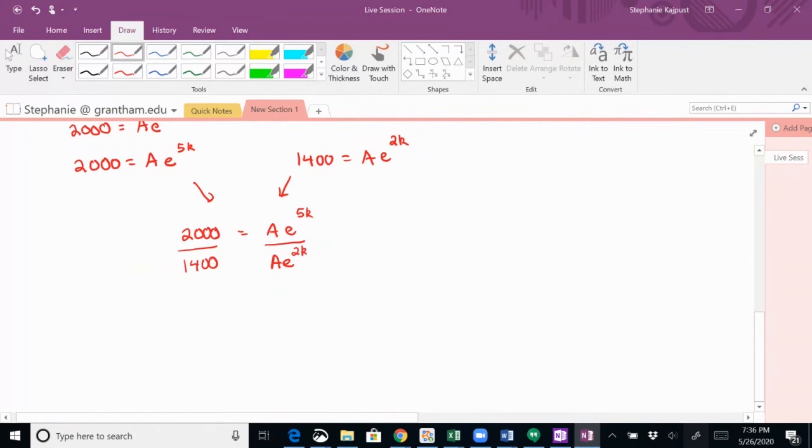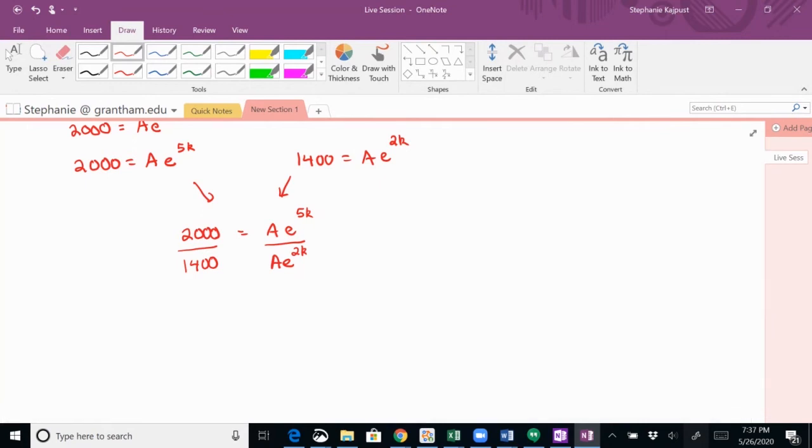Now, why am I allowed to do this? We know that we can divide both sides of an equation by the same thing. If I wanted to divide both sides of the equation by 2, I can do that. So think of this as dividing one side of the equation by 1400. I can also divide the right side by 1400, but 1400 is equal to A e to the 2k, so I can just do a little substitution there.